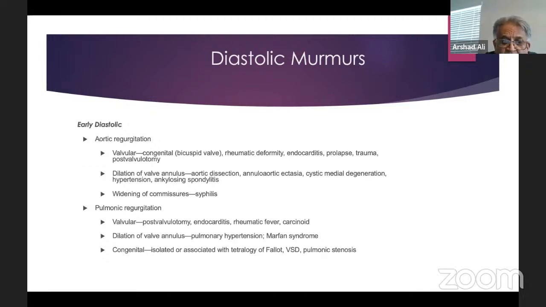Similarly, with pulmonic regurgitation, you can auscultate an early diastolic murmur, isolated or associated with tetralogy of Fallot or VSD. Stenosis will also sometimes cause a diastolic murmur in the early phase.